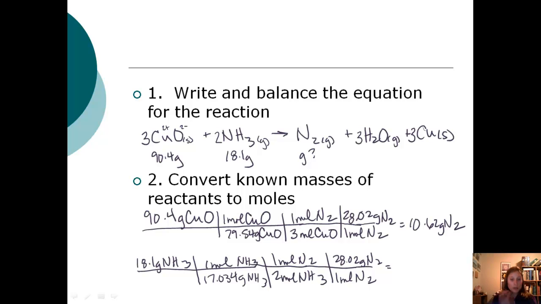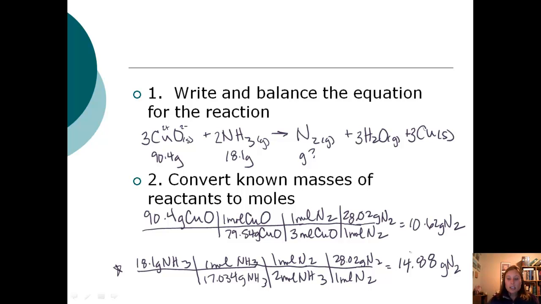Okay, let's calculate if ammonia was the limiting reactant, how much N2 would get produced. So 18.1 divided by 17.034, divided by 2, times 28.02, and I get 14.88. So just because we started with less does not mean that it's going to produce less. It's all about that mole ratio and molar masses, and there's a lot of factors.